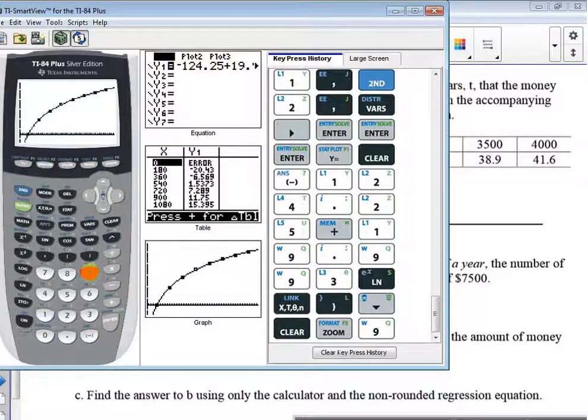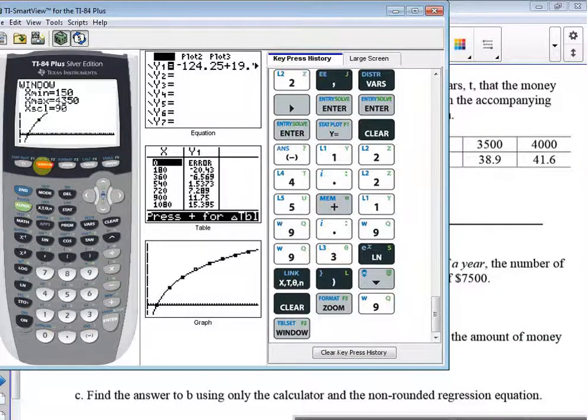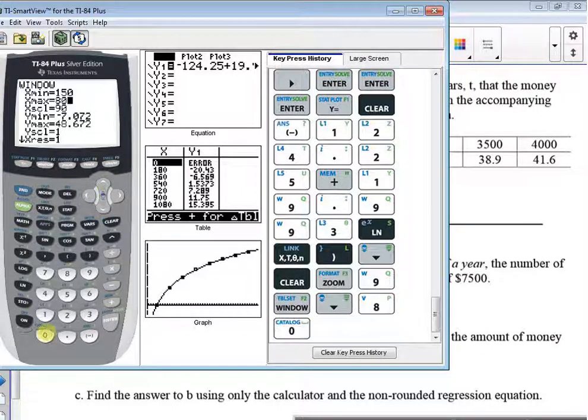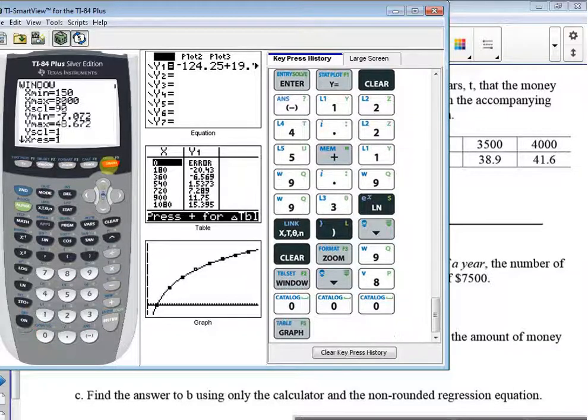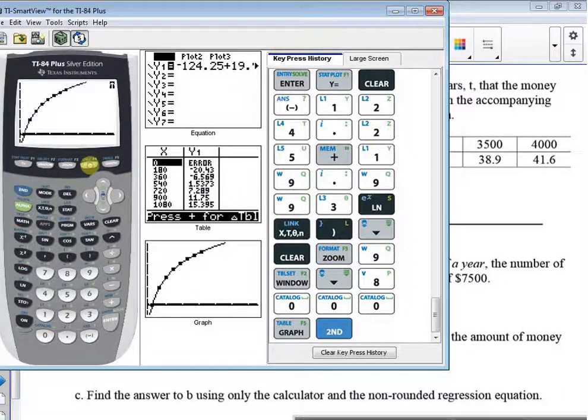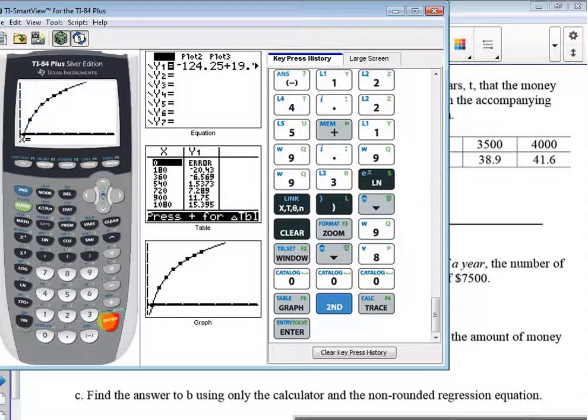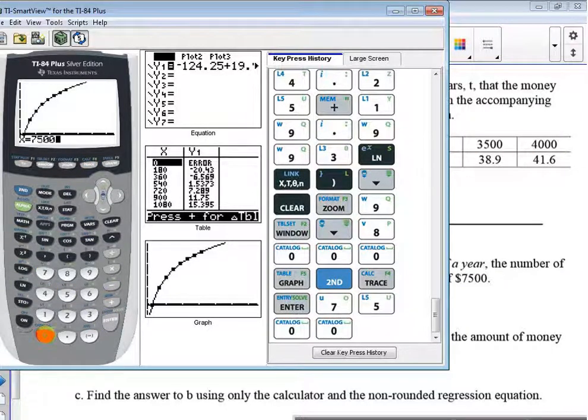So I need to check my window. My x value is not going to accommodate, so let's try 8,000 and hit graph. Okay, and then second trace value, 7,500, and there it is. It's going to take 54.1 years for it to grow to that. That should make sense, and it does.